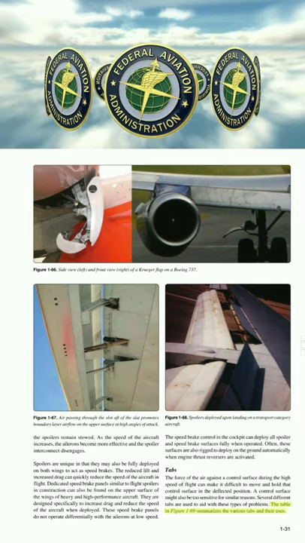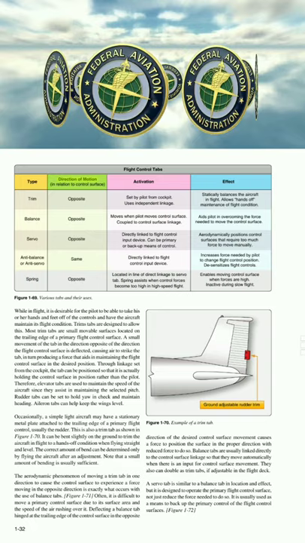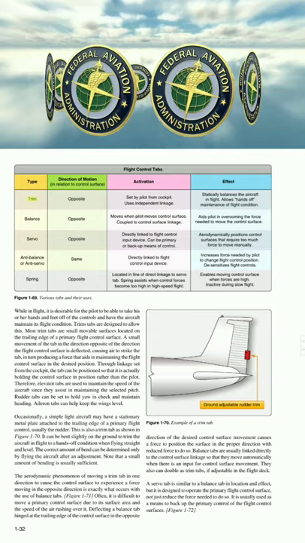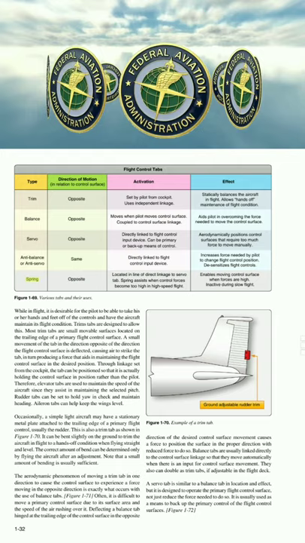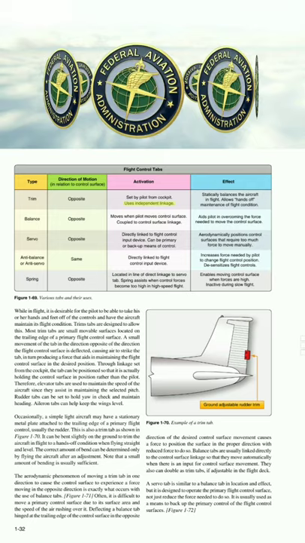Flight control tabs. Type. Activation. Direction of motion in relation to control surface. Effect. Trim. Balance. Servo. Anti-balance or anti-servo. Spring. Opposite. Same. Set by pilot from cockpit. Uses independent linkage. Moves when pilot moves control surface. Coupled to control surface linkage.